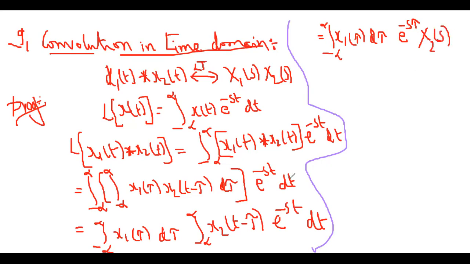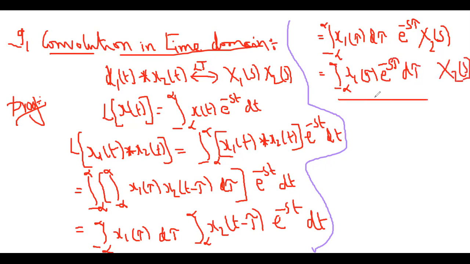What is it, my dear students? You got the definition of the second property, t minus tau. Otherwise you can substitute t minus tau equal to p, dt equal to dp, and use the value directly. You get e power minus s tau into x2 of s only. Again, you can see the integral from minus infinity to infinity of x1 of tau e power minus s tau d tau into x2 of s. So now see, this is also one of the definitions of the Laplace transformation, but the signal is x1 with respect to tau. That is equal to x1 of s into x2 of s.